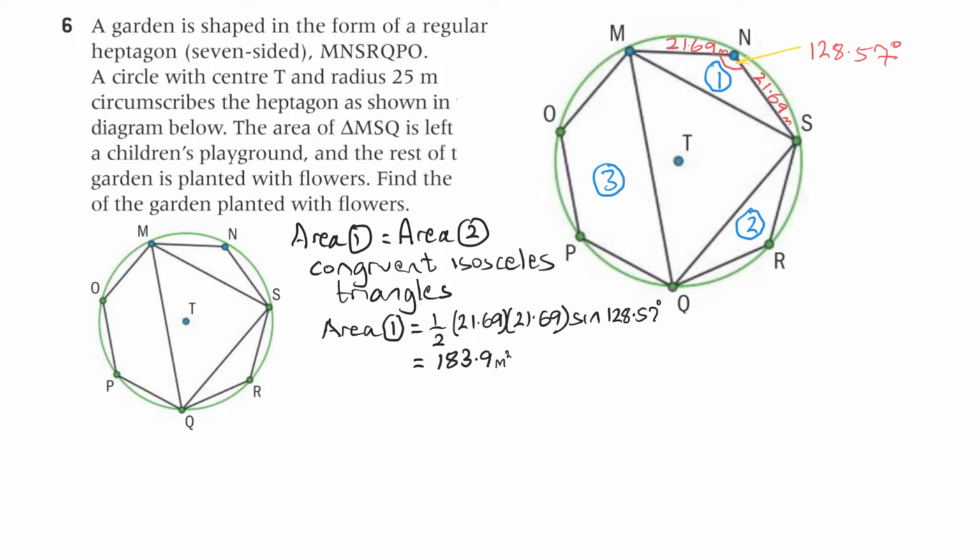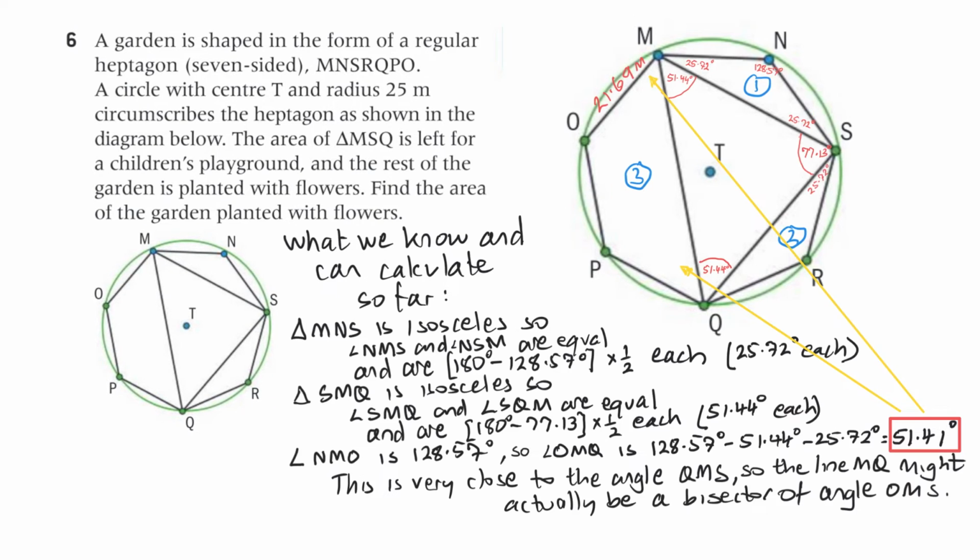And again, make sure your calculator's in degrees, and you get 183.9 meters squared for that one. So we know that's 183.9 meters squared. This one is a congruent triangle, 183.9 meters squared, so we know those two. We need to find this one now, 3. I've just indicated what we know. So what we know and can calculate so far, we know all this information.